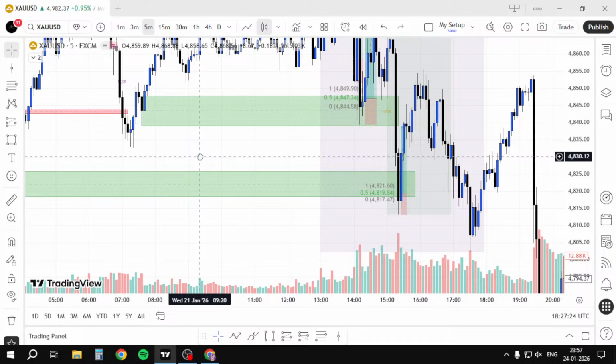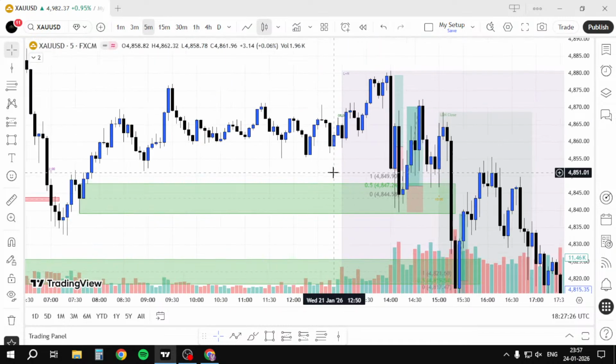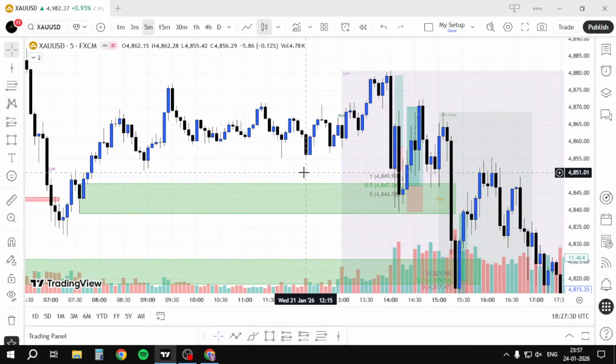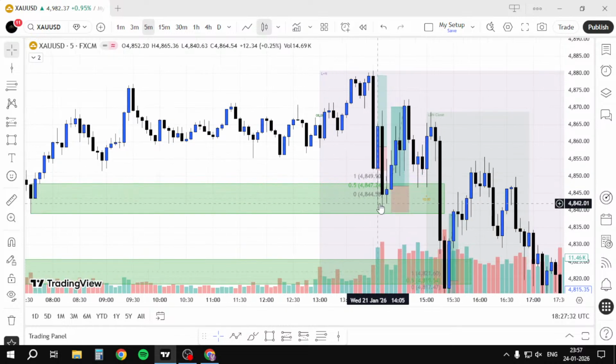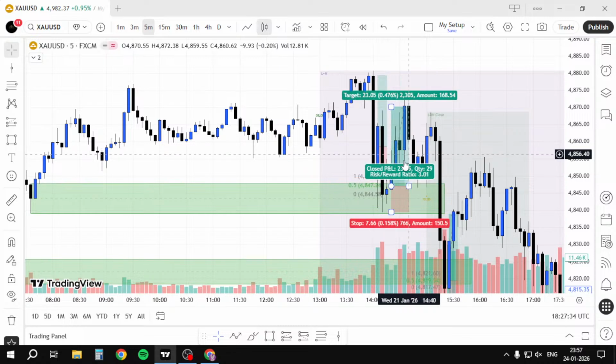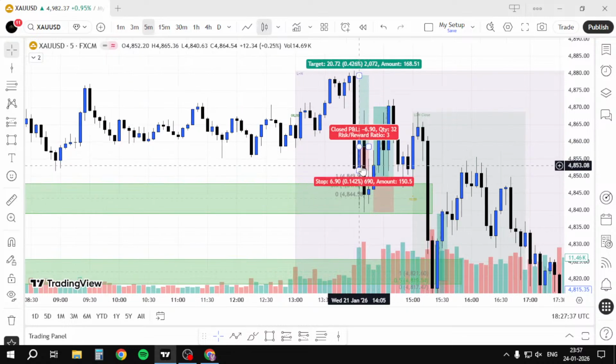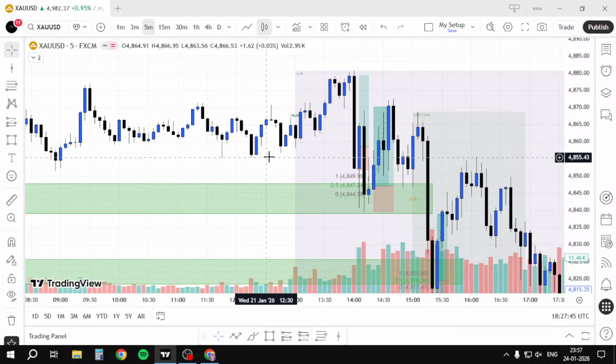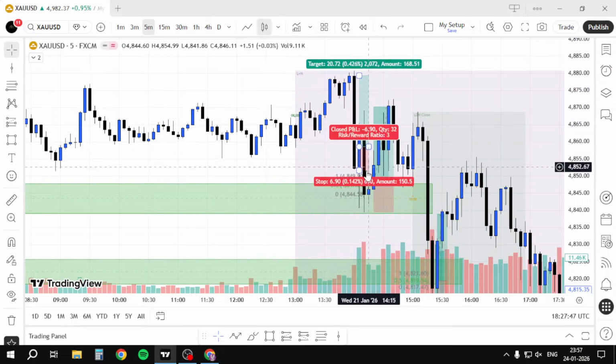Now see, I was waiting for this zone to be tapped. The market tapped this zone and instantly went upside, and I put my stop loss totally wrong. You can see I had to put my stop loss below this, not here. I put my stop loss wrong. The entry was right, but the stop loss was wrong.